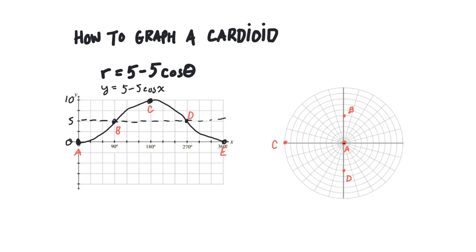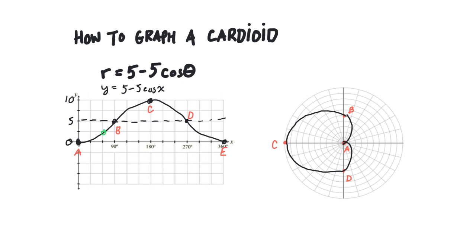So now all I have to do is play a little game of connect the dots. I have to connect A, then B, then C, then D, and I should always do it in this counterclockwise motion, making a little spiral. And when you do that, you got your graph of the cardioid. It really couldn't be any harder than that.